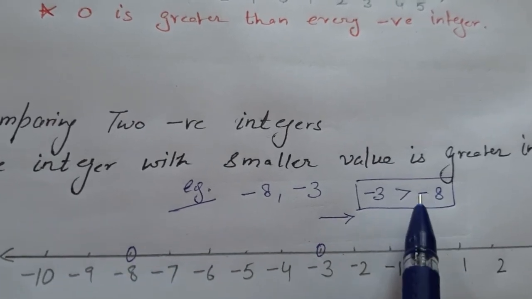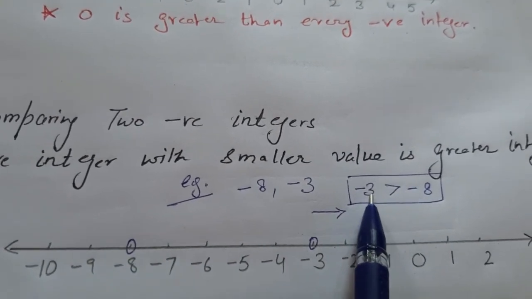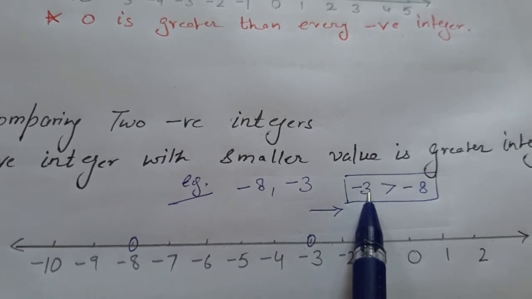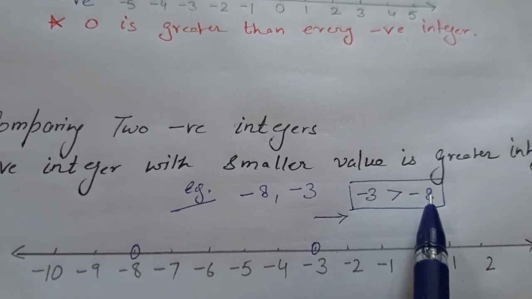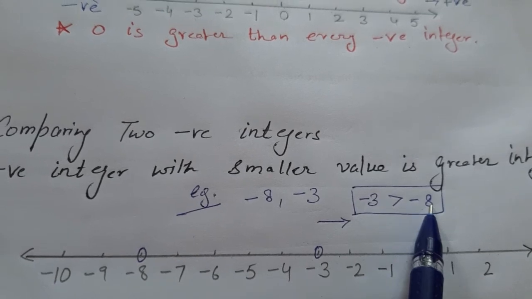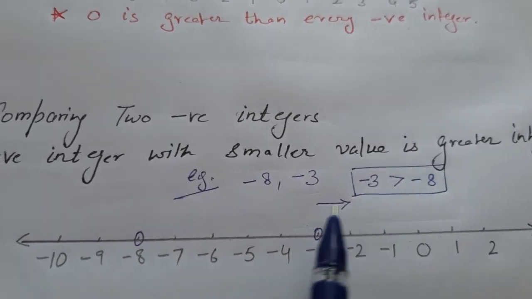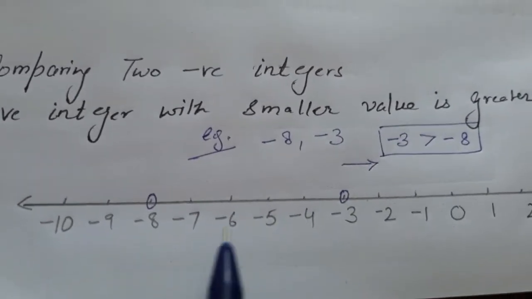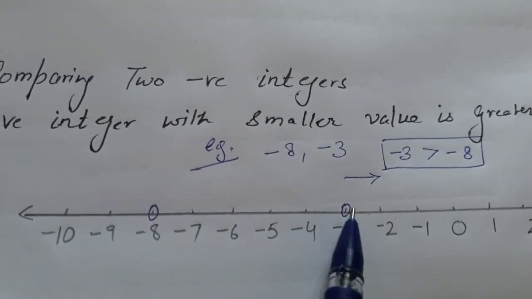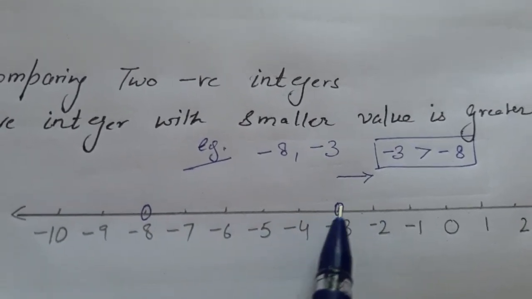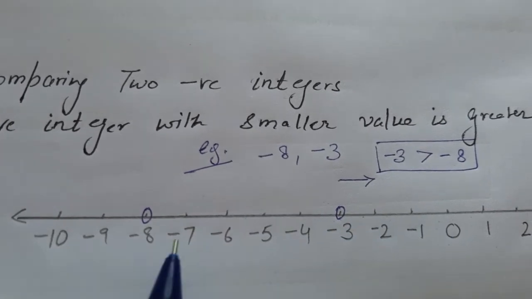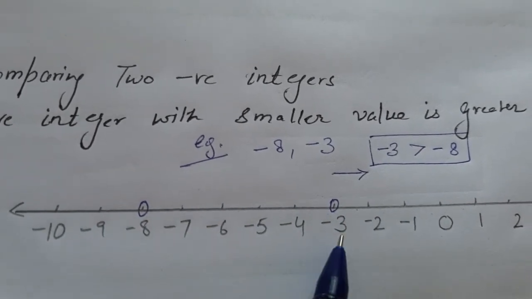So we can say that the number having the smaller value, that is 3 with the negative sign, is greater than the number having the greater value with the negative sign. So one thing you have to keep in your mind, that when you move towards right side of a number line, the numbers keep on increasing. It means minus 8 will be less than minus 3.